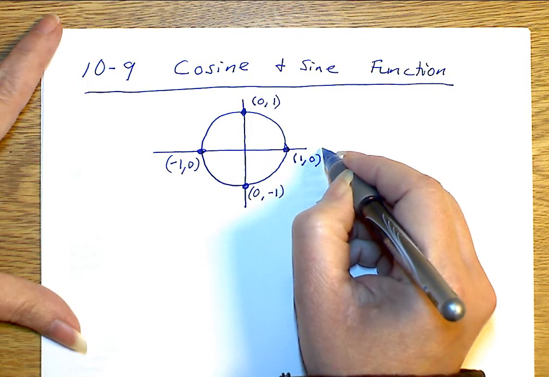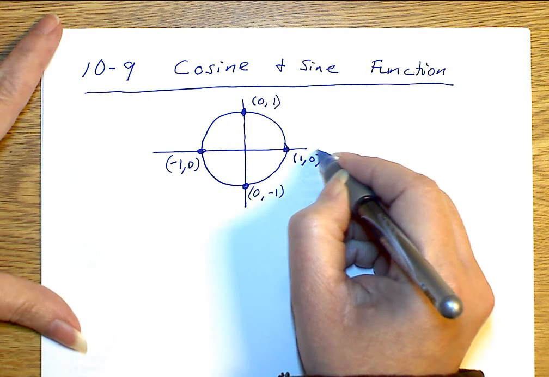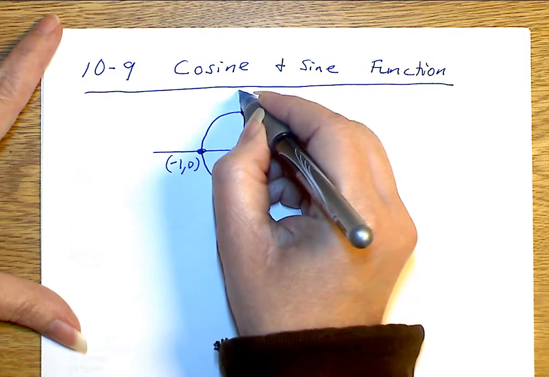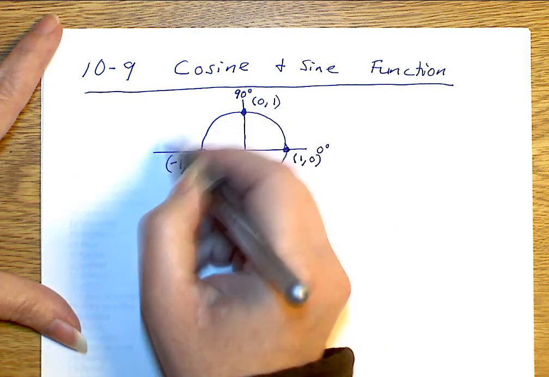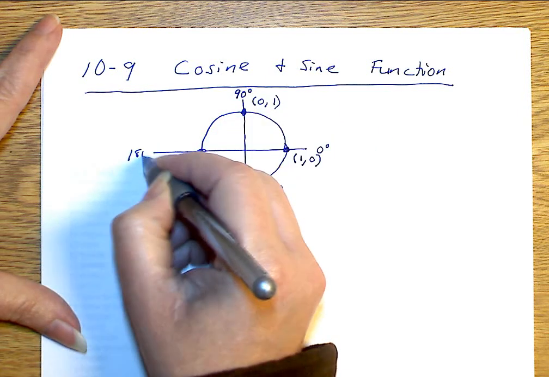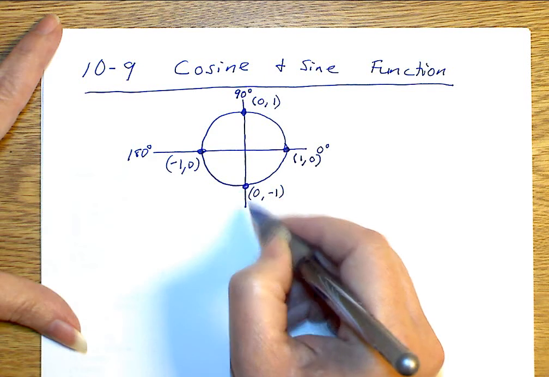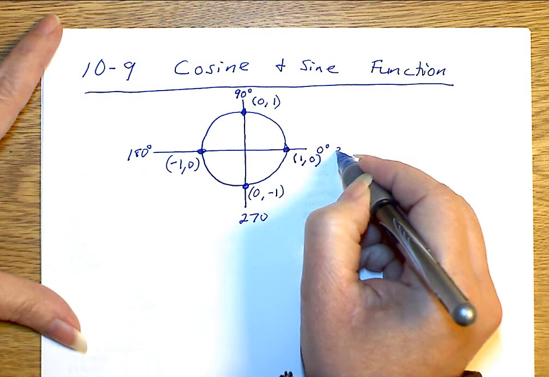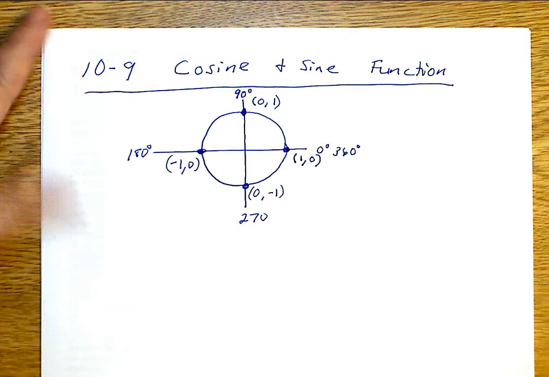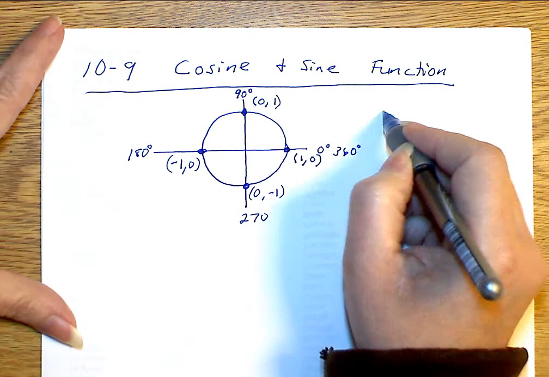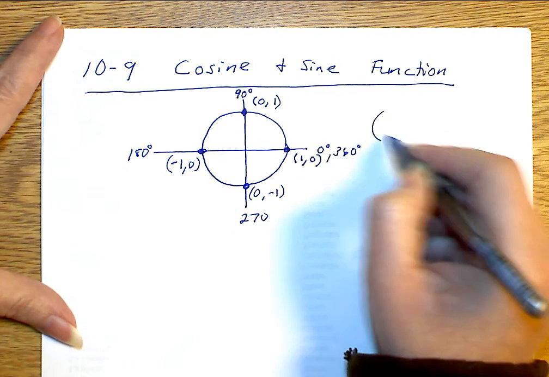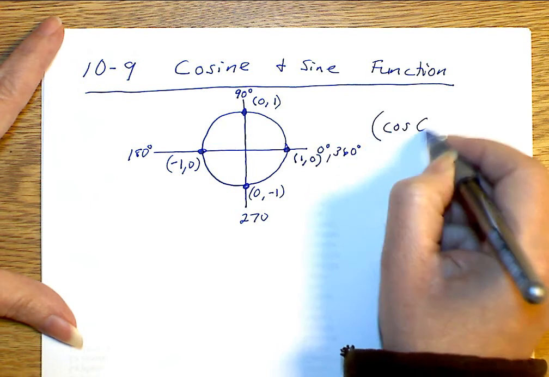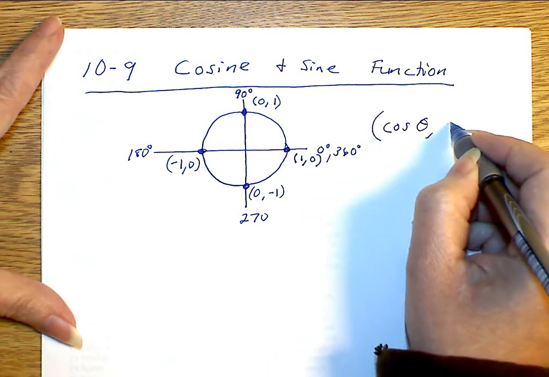Now, I know that all of you know this, but it will help to talk about it. What degree is this when we first start? 0. Up here then is 90. And then class, what's this? 180. And this one is 270. And then back to it is 360. And the other thing we have to remember is, what is our x value? Cosine. So we have cosine of theta, and our y value is sine of theta.